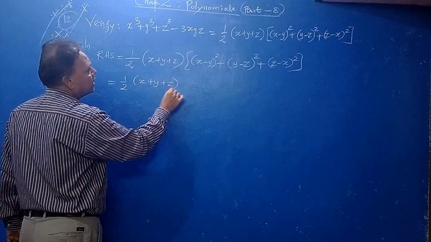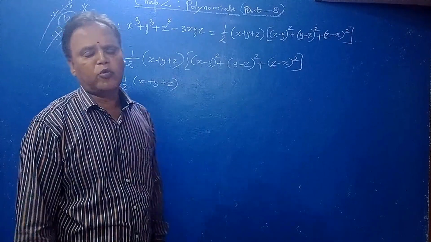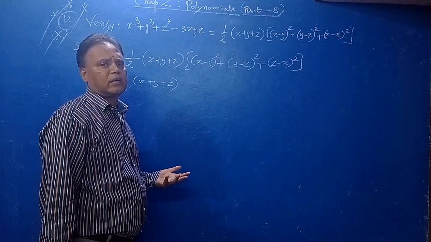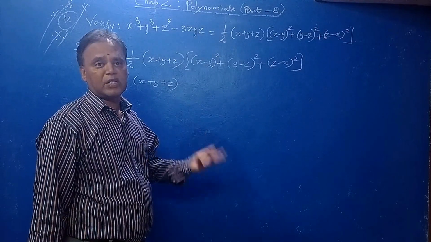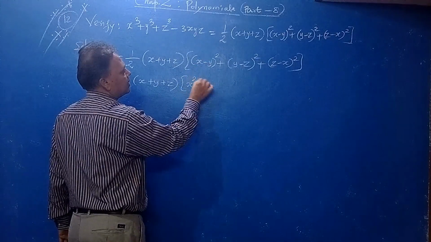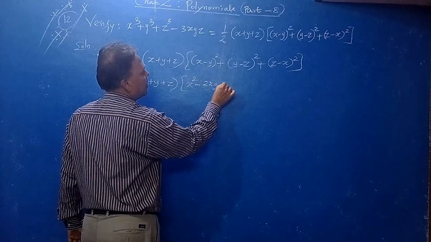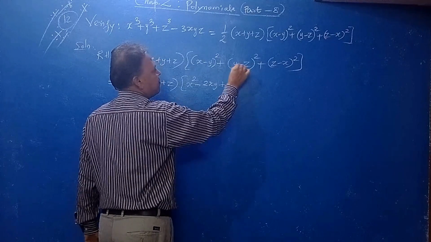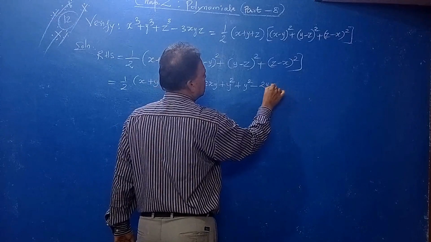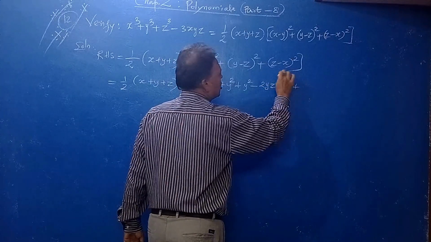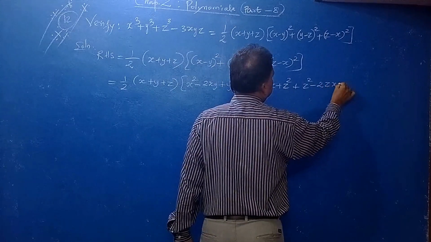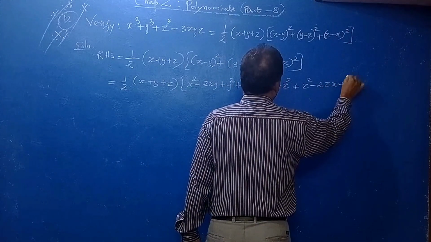Now here you see the (a minus b) whole square form. You know the formula: a squared minus 2ab plus b squared. So that formula you have to write here: x squared minus 2xy plus y squared. In the same way, y squared minus 2yz plus z squared. This also applies: z squared minus 2zx plus x squared.